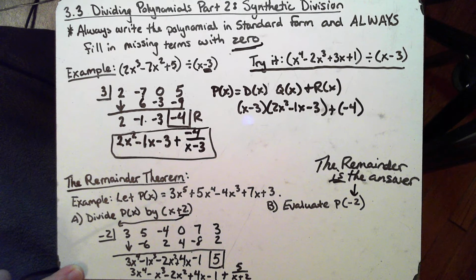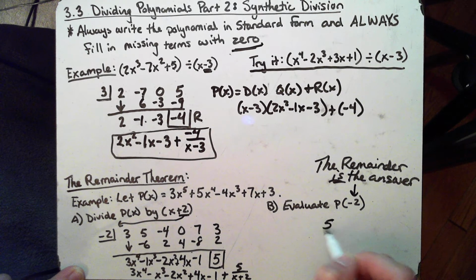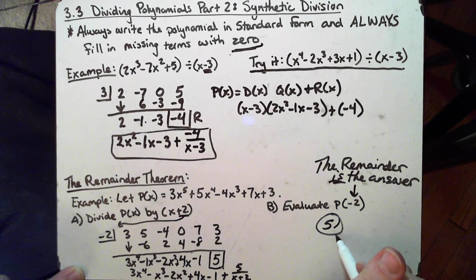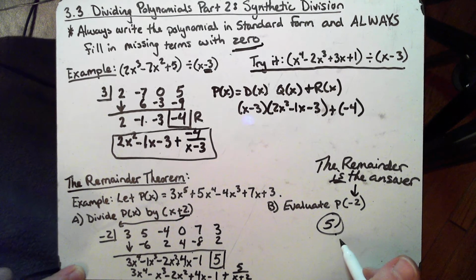Now, that is the answer for dividing, but if I wanted to just evaluate, my answer would just be what I had as a remainder. Do not ever circle any part of this as part of your answer for this. Always make sure that I see your answer in a circle, okay?